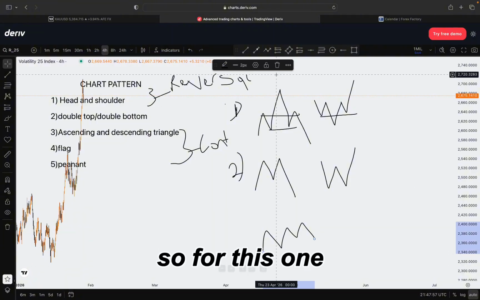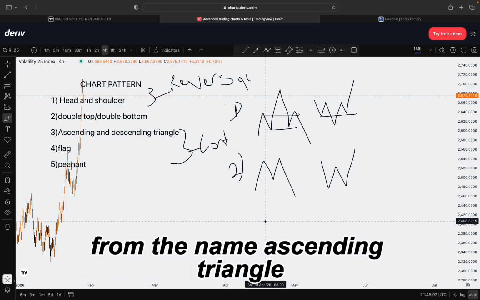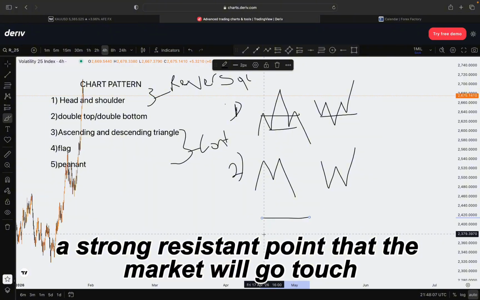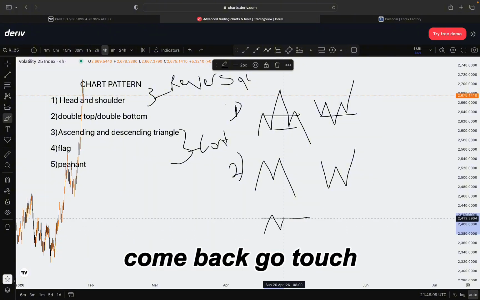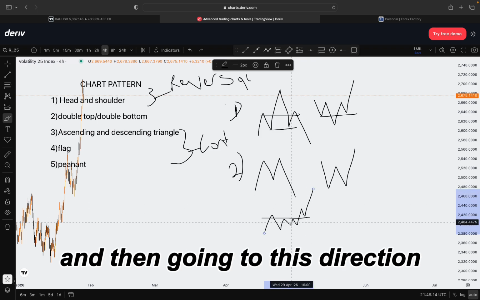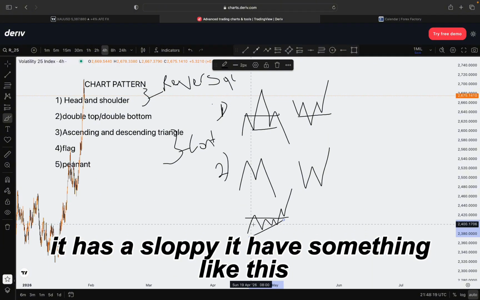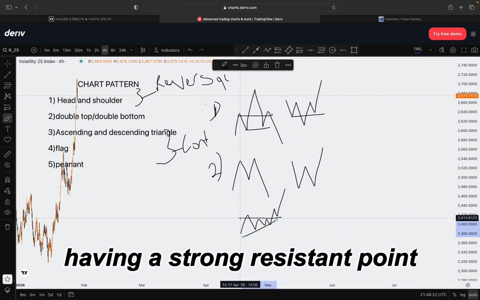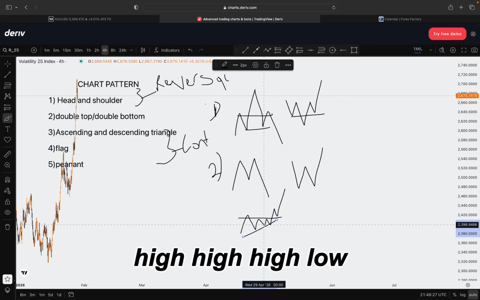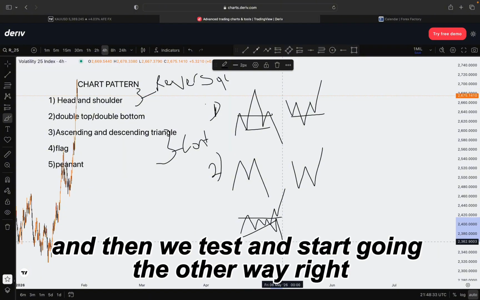So for this one, from the name ascending triangle, it's normally having a flat, strong resistance point that the market will go, touch, come back, go, touch, come back, go, come back. Then before either breaking and going in this direction, it has a slope. The top is a strong resistance point, and the market will continue to move sequentially higher, high, low, high, low until it breaks this point. Sometimes it breaks down here and then retests and starts going the other way.